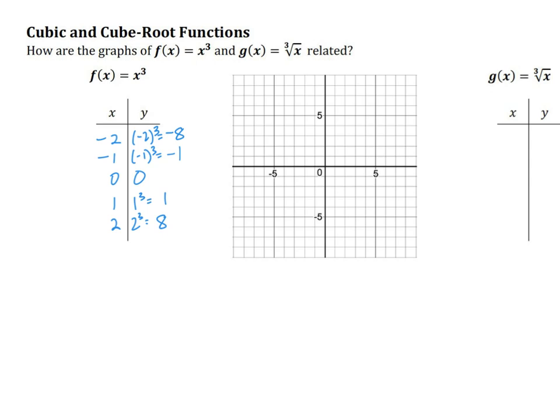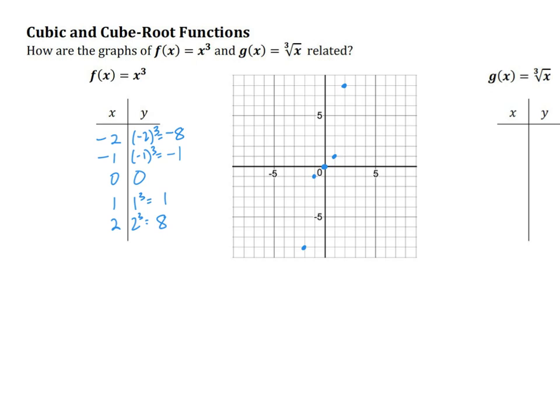And we could continue. But if we graph those ordered pairs, we'd have (-2, -8), (-1, -1), (0, 0), (1, 1), and then (2, 8). So your graph of a cubic function looks something like this.